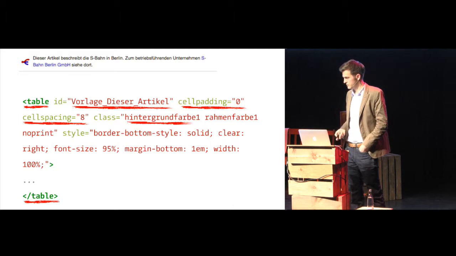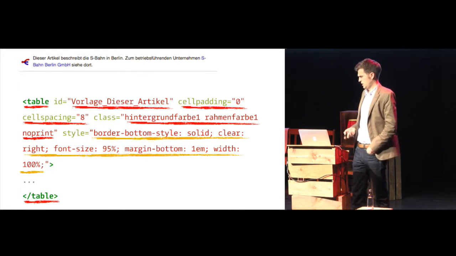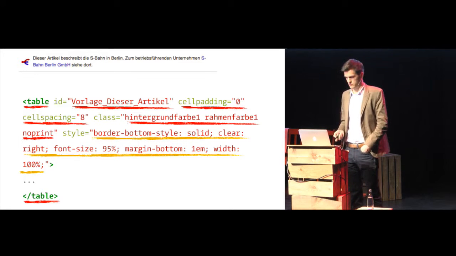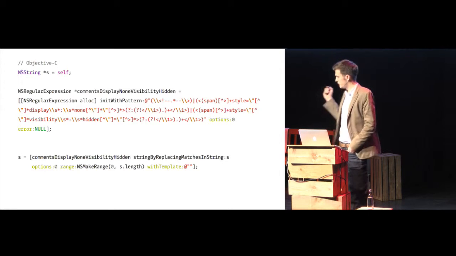It has cell padding settings. It has some unsymmetric classes, and it has an inline style. I don't know why. How do I remove all these styles now without breaking anything? Well, this is the one that breaks everything.